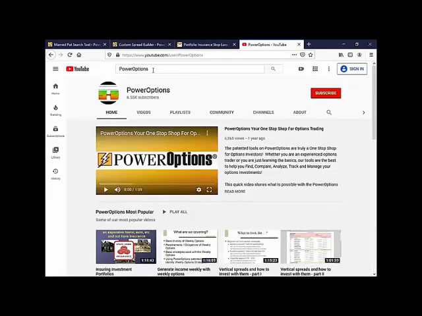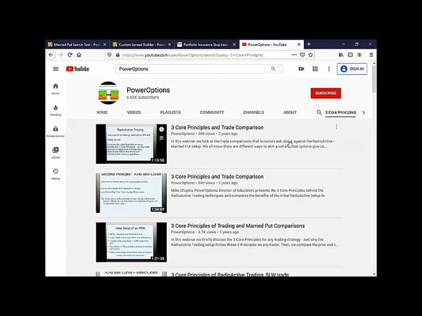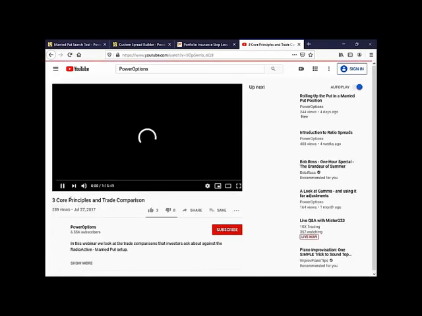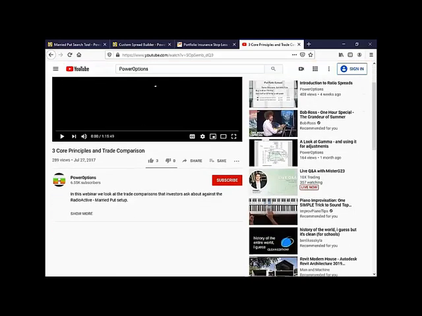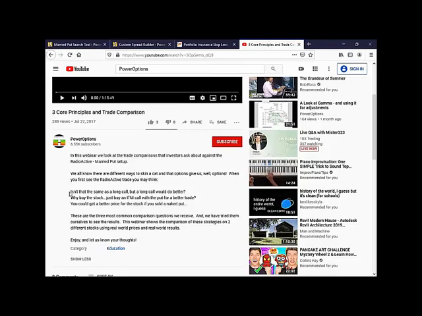All right, here we are on the Power Options screen, and you can search the channel, of course, and I'm going to search for 3 core principles. We look at comparison investors. That's radioactive marriage setup. Well, I think I want to go with it might be this one. I hope it's this one. There are varieties of this one. Sometimes I show certain things. And let's see here. Same as long call.